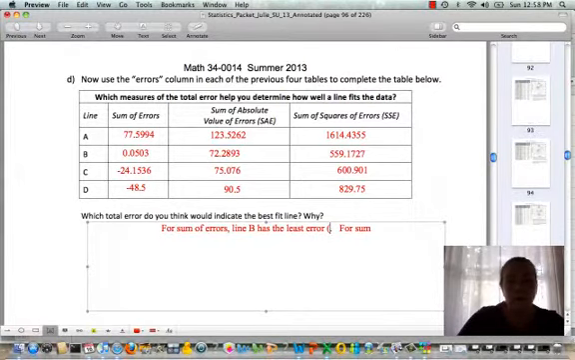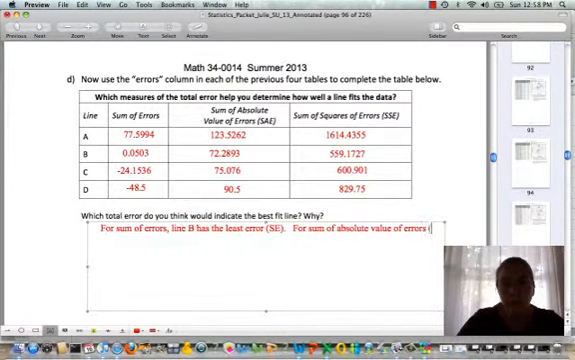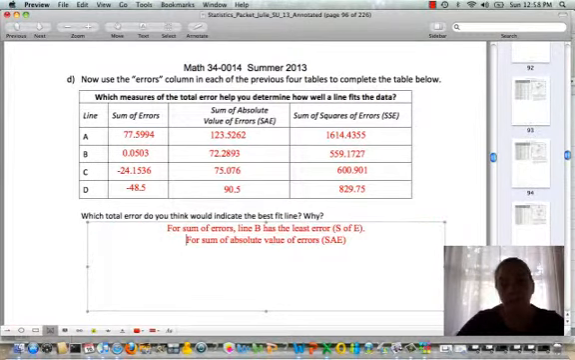So let's go back and put in our SE for sum of errors. The sum of the absolute value of errors is known as SAE. Maybe we should put an S of E. SE usually stands for the standard error, so I didn't want you to confuse that. And then the last column, the sum of squares of errors, is the SSE.